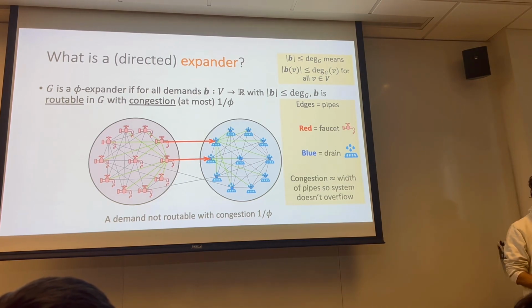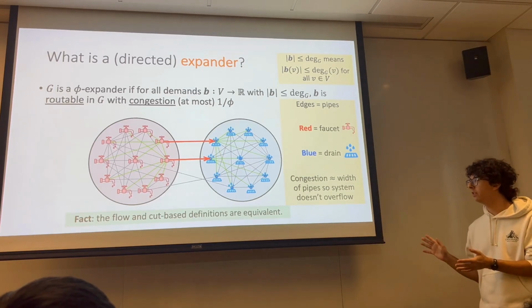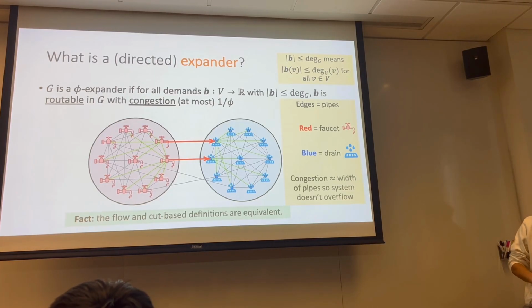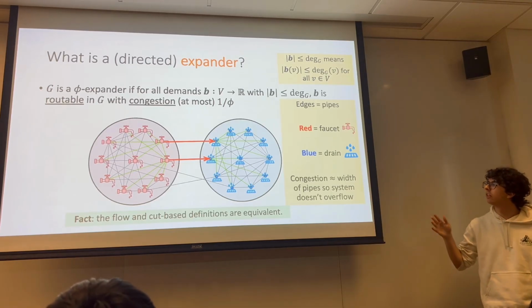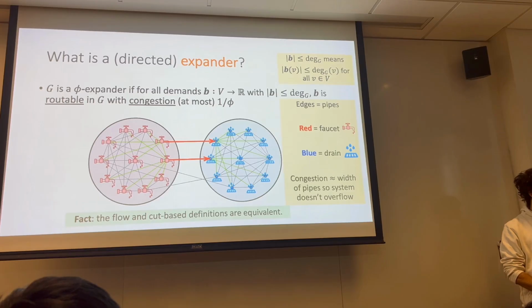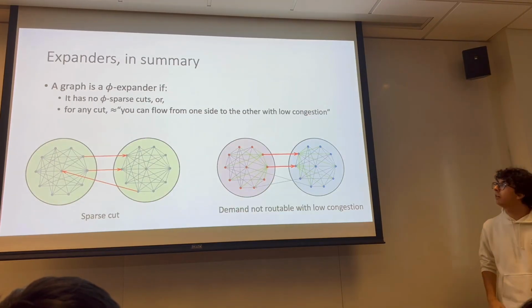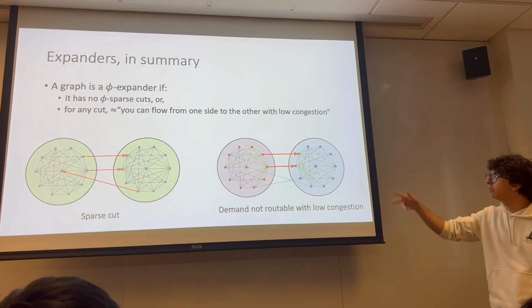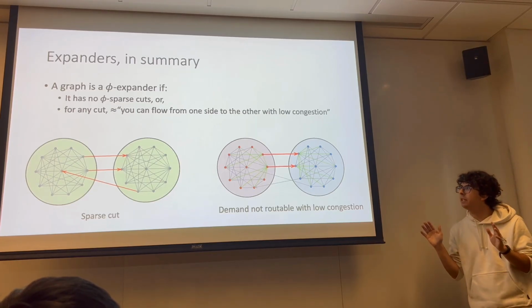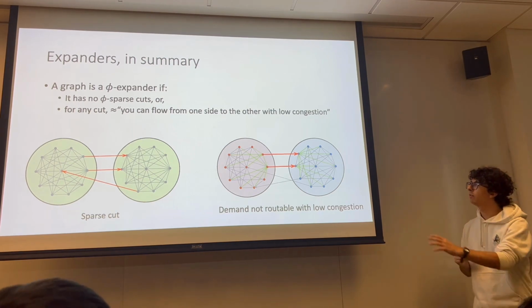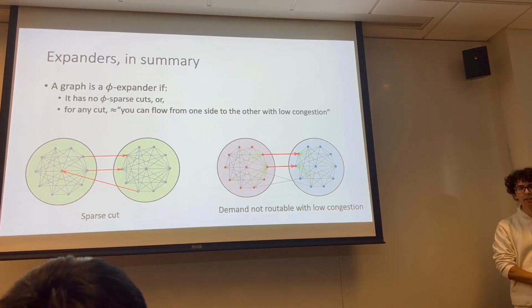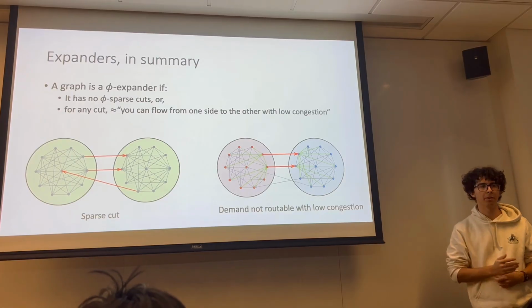Good, yeah, so as Noah pointed out, it actually turns out these flow and cut-based definitions are equivalent for expansion, and we can go back and forth, and it is useful for us to go back and forth. And if you want to think about why that is, if you know the max-flow min-cut theorem, it's just a direct application of that. Okay, good. So in summary, what are expanders? A graph is a phi expander if one of the two equivalent definitions holds. It has no phi sparse cuts. Or the flow-based definition, which roughly speaking, for any cut, you should be able to put faucets on one side and drains on the other and flow between them without too high congestion. So there has to be enough capacity of edges going between.